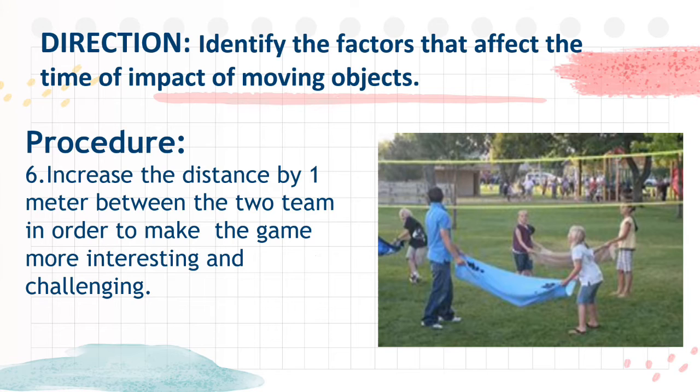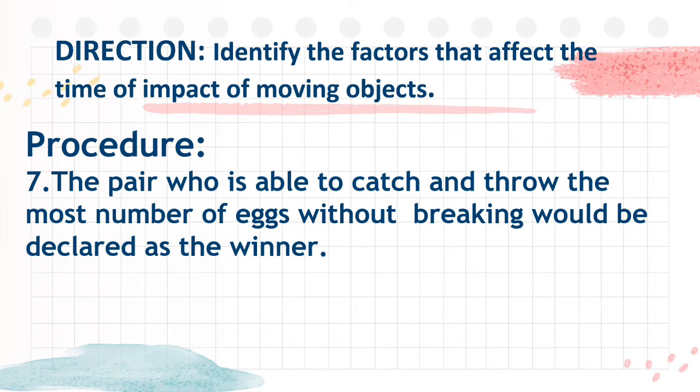Sixth, increase the distance by 1 meter between the two teams in order to make the game more interesting and challenging. And lastly, the pair who is able to catch and throw the most number of eggs without breaking would be declared as the winner.